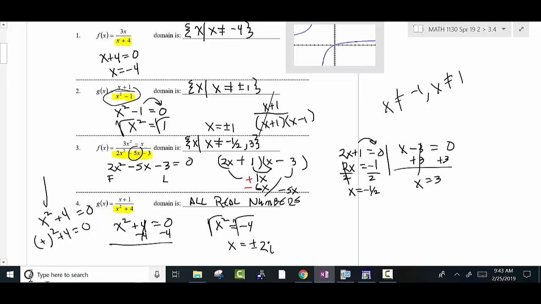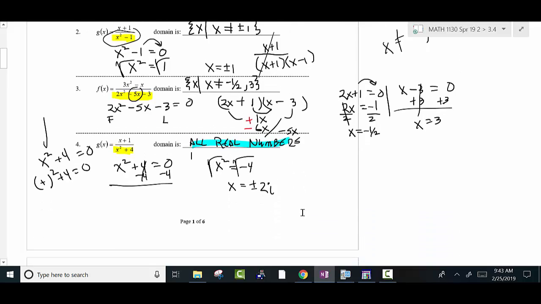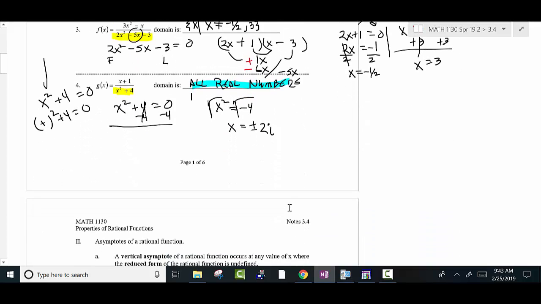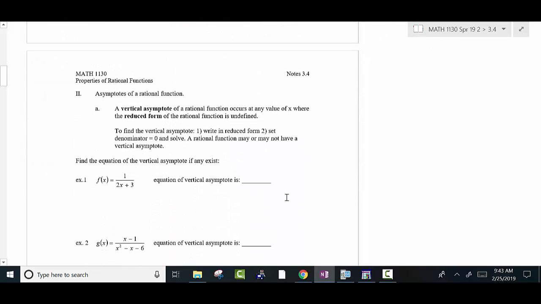Okay, the math bails you out of that. You got two complex numbers, that means every real number works. We don't worry about complex numbers. Okay, that's the idea. Okay, so that's kind of what happens on those issues.